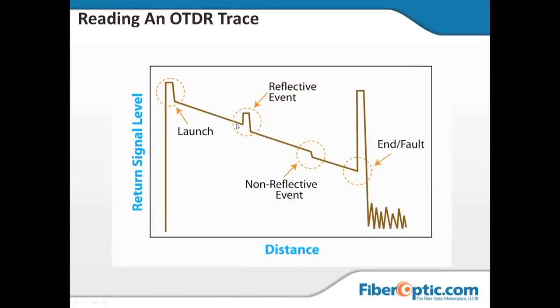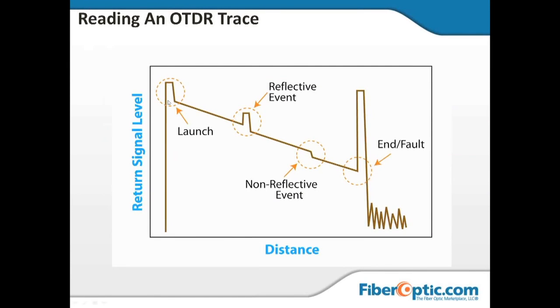Then the reflective events have this spike where you can see the hard reflection from an air-glass boundary. Those can occur from a mated pair of connectors, a mechanical splice, or from a discontinuity. Maybe the fiber is actually broken inside the sheath but still holding together. You might see something like this.